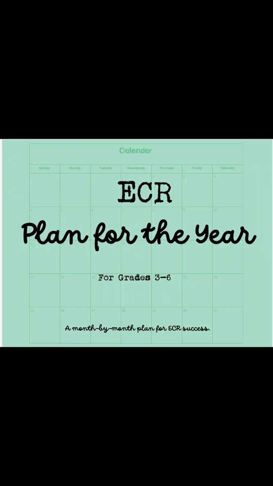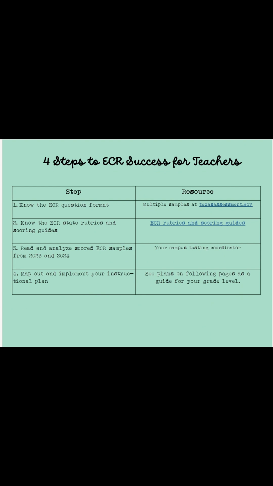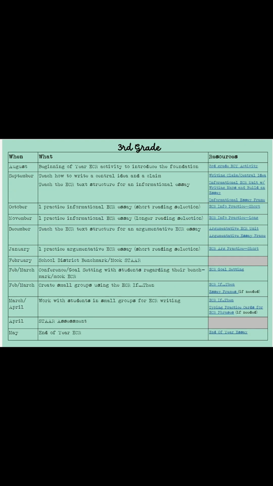And last but not least, we are on to step 4, creating an ECR plan based on our first 3 steps. So this is a free document I will link in the comment section below the video in case you're interested in a draft plan that then you can adapt based on your students' needs. In this plan, you'll notice just some other things to think about in addition to the 4 steps we've discussed, followed by grade level calendars that recommend time of year, what to focus on, and then the resource links if you need them, or feel free to supplement with your own.